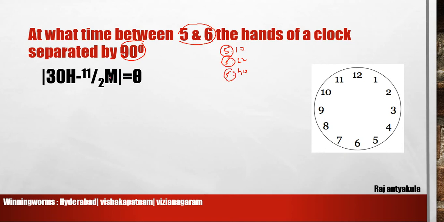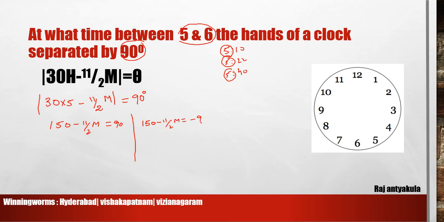So in this expression, what is given? The h value is given, which is 5. 30 into 5 minus 11 by 2 into m, that is what we have to find. It is equal to theta, and theta means 90 degrees. Observe carefully, there is a modulus here. When you remove the modulus, you get plus 90 in one case and minus 90 in the other. So we can write: 150 minus 11 by 2 into m is equal to 90 in one case. The other case is 150 minus 11 by 2 into m equal to minus 90.